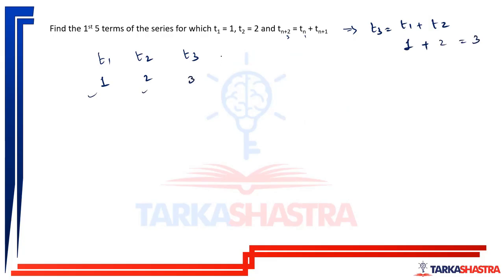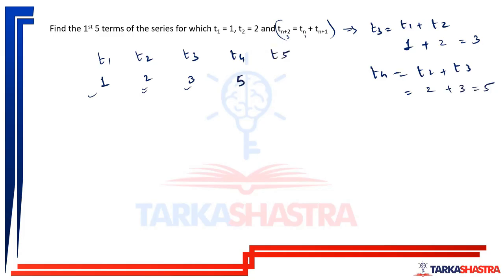T3 will be 3. Next T4. T4 will be, according to this, T2 plus T3. Now T2 we already know is 2. T3 we already know is 3. So T4 will be equal to 5.